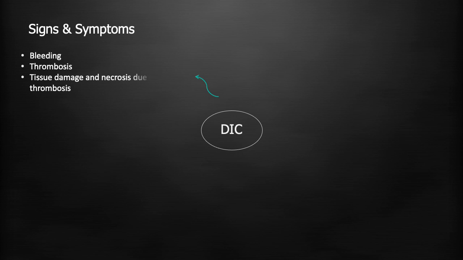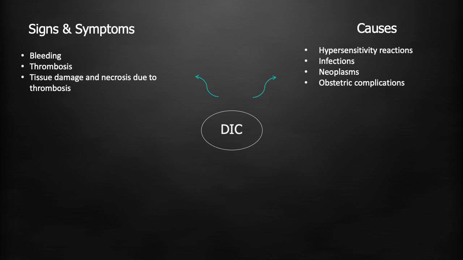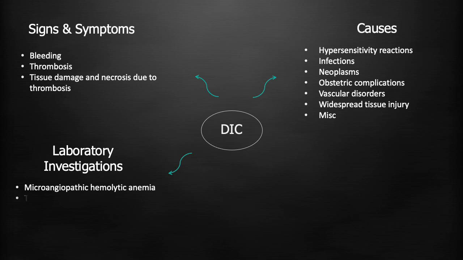Before we wrap up, let's go through the key points of DIC again. The signs and symptoms commonly seen in DIC include bleeding, thrombosis, tissue damage, and necrosis due to the thrombosis. And DIC can be caused by a myriad of factors, including hypersensitivity reactions, infections, neoplasms, obstetric complications, vascular disorders, widespread tissue injuries, and others.